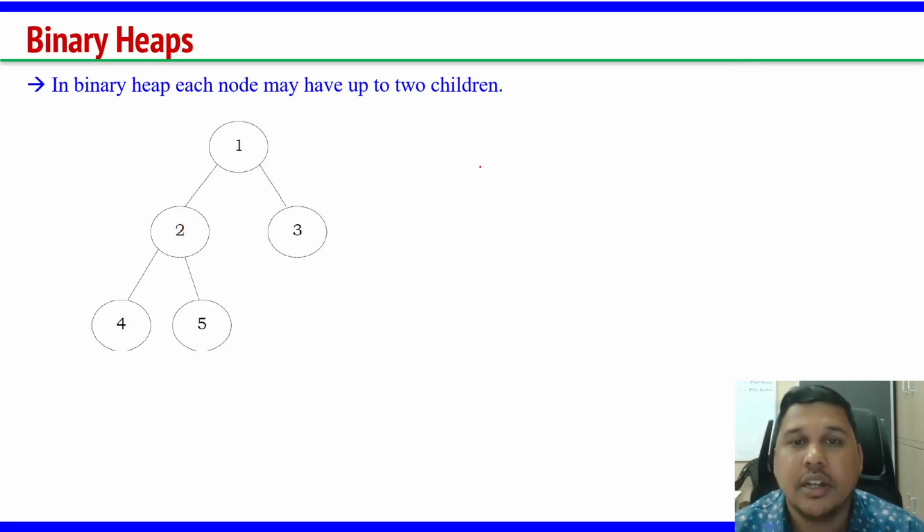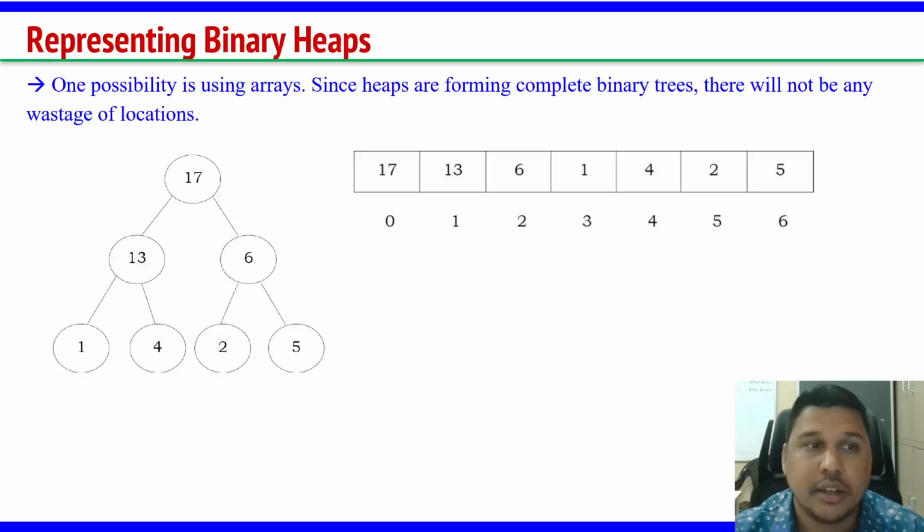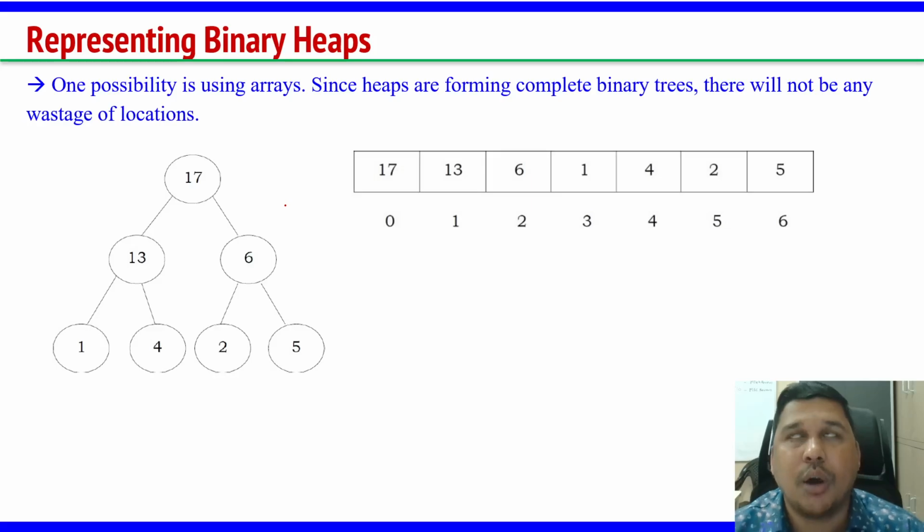One property is it can be either min heap or max heap. Max heap means the root should have the largest element of the whole given set of elements. How do you represent a binary tree? Very, very important. How do we represent that?